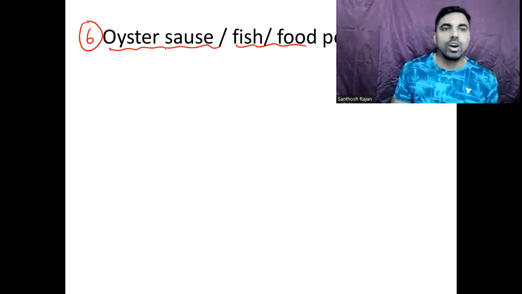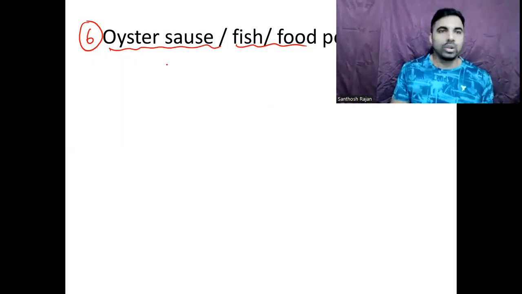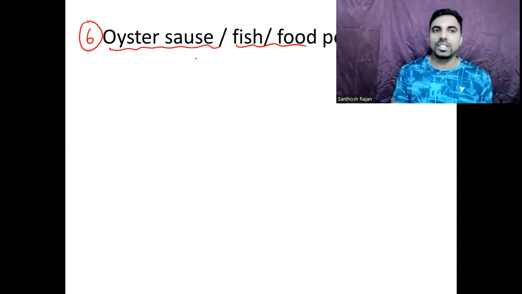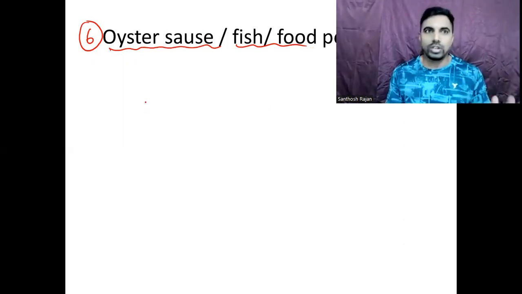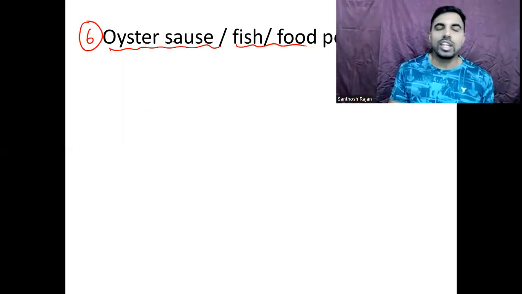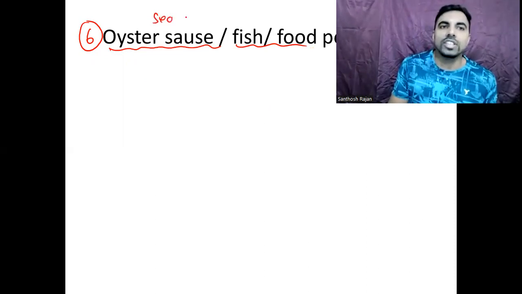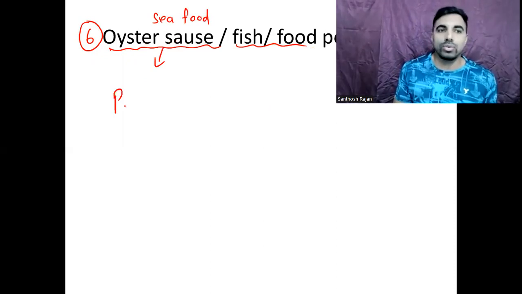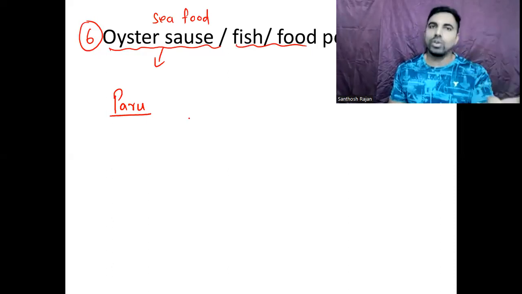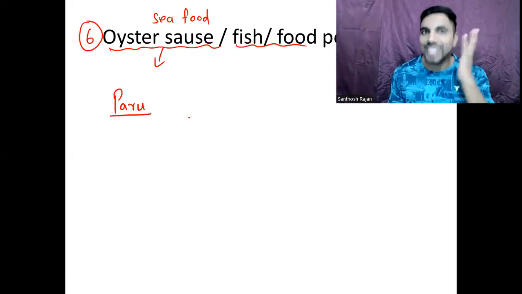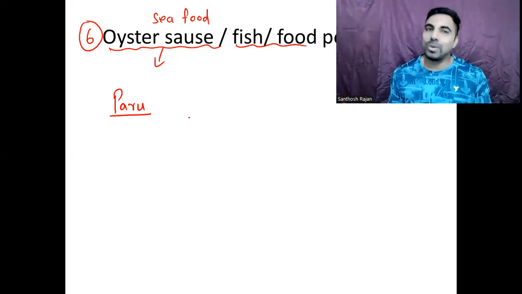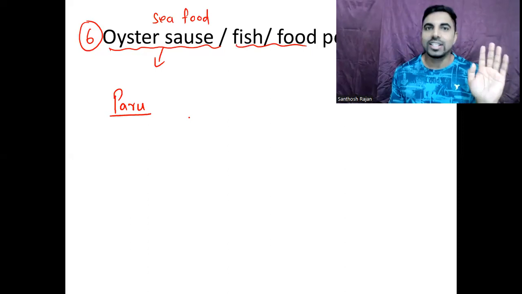See, oyster sauce, fish. This question came. If I have to think of one bacterium, you will have options, that is one good thing. If you don't have options also, anything with seafood, oyster, fish, whom will I think of? I will think of this girl, bacteria Paru. We have a virus, Paru, that is parvovirus, causing the slapped cheek appearance, the smallest one, a single-stranded DNA virus, erythema infectiosum.